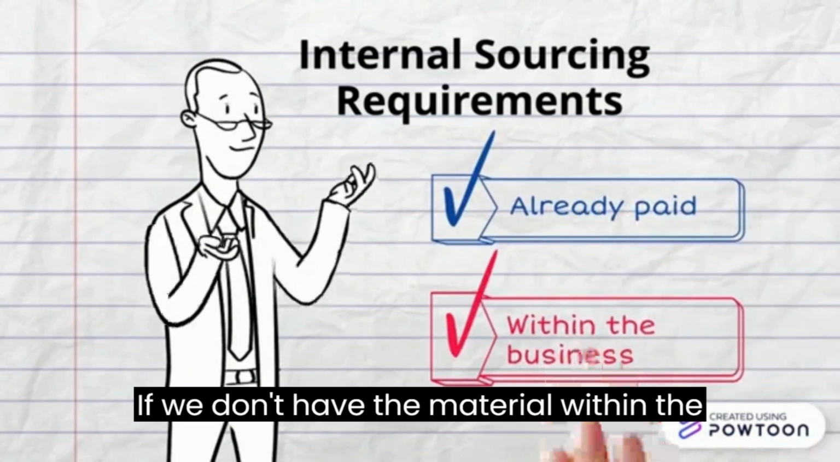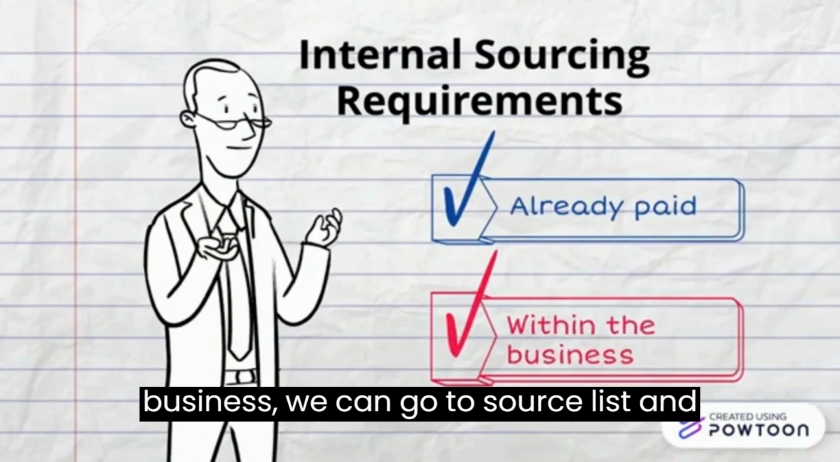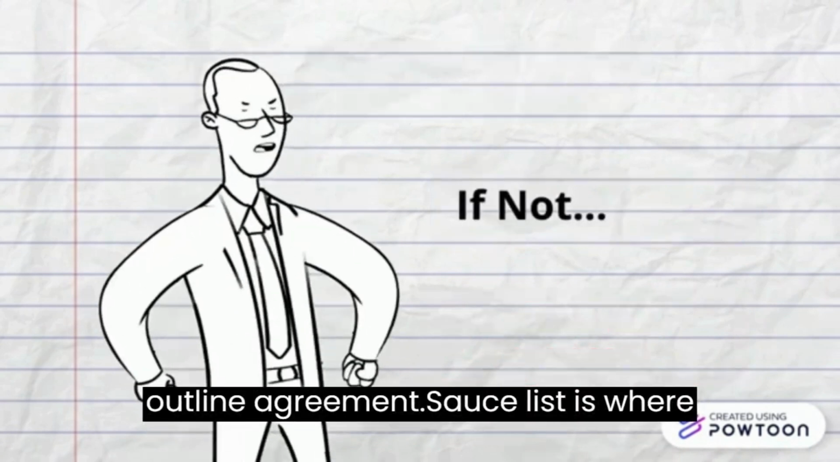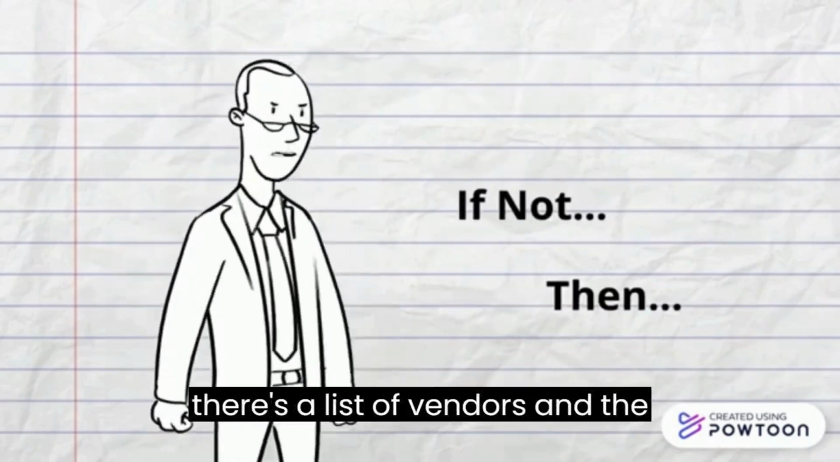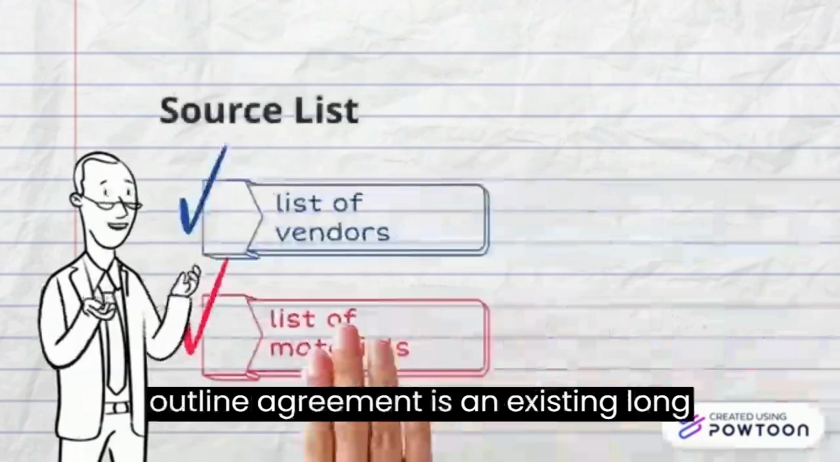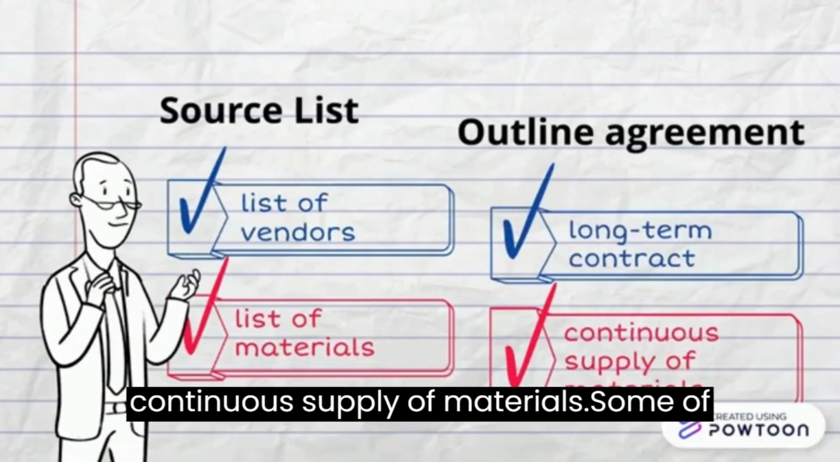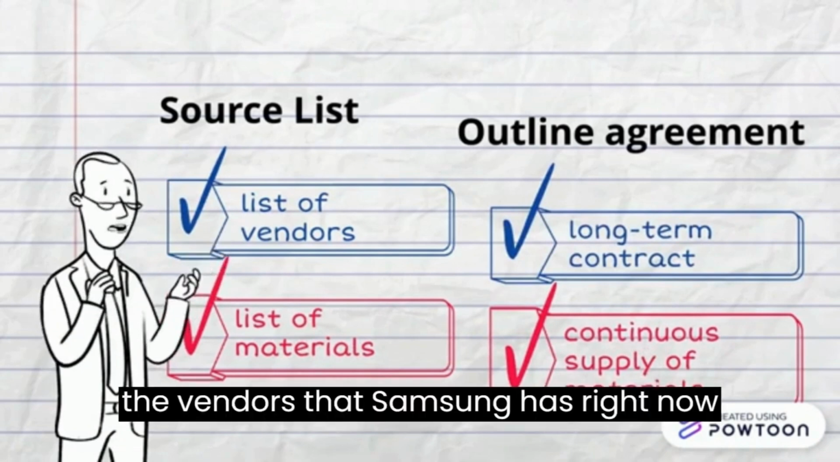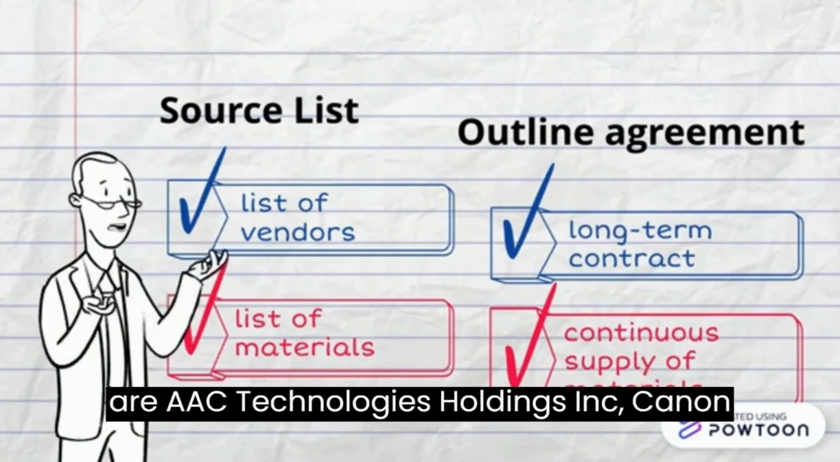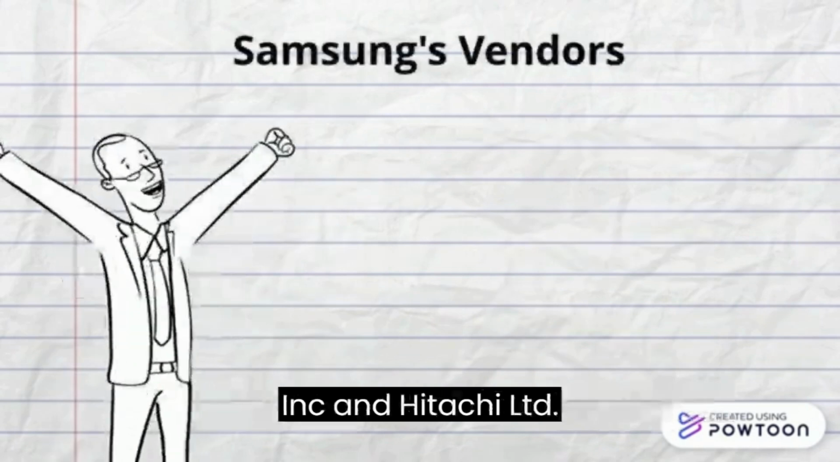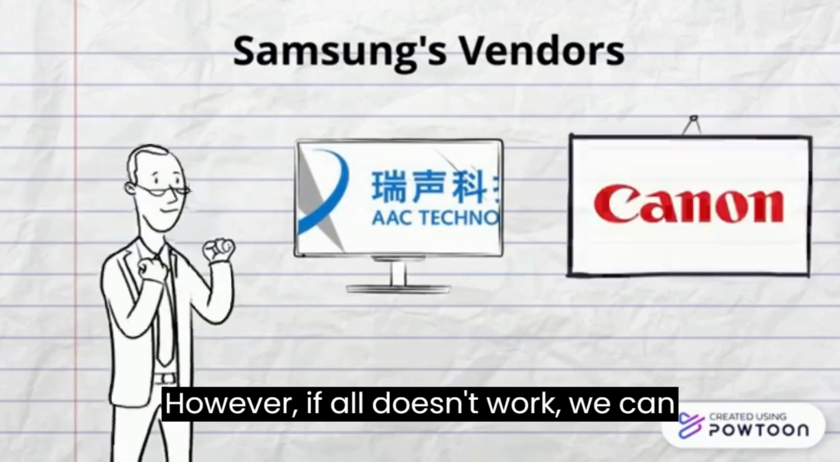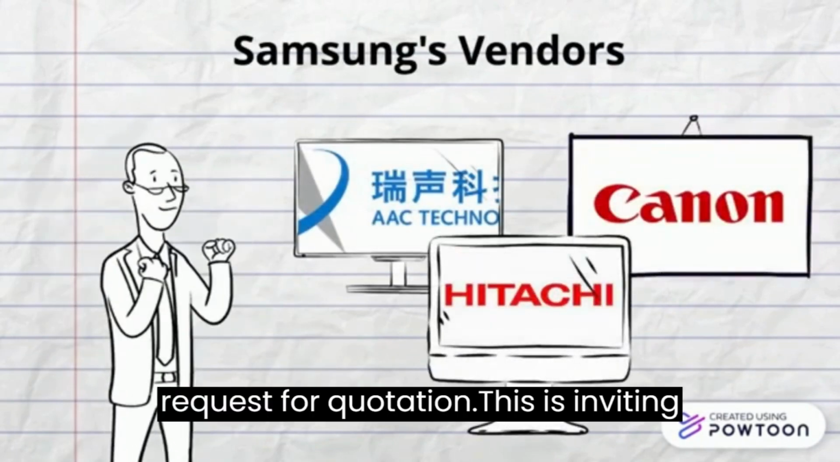If we don't have the material within the business, we can go to source list and outline agreement. Source list is a list of vendors and the materials that they are selling, and outline agreement is an existing long-term contract that makes sure there is a continuous supply of materials. Some of the vendors that Samsung has right now are AAC Technologies Holdings Inc., Canon Inc. and Hitachi Ltd.